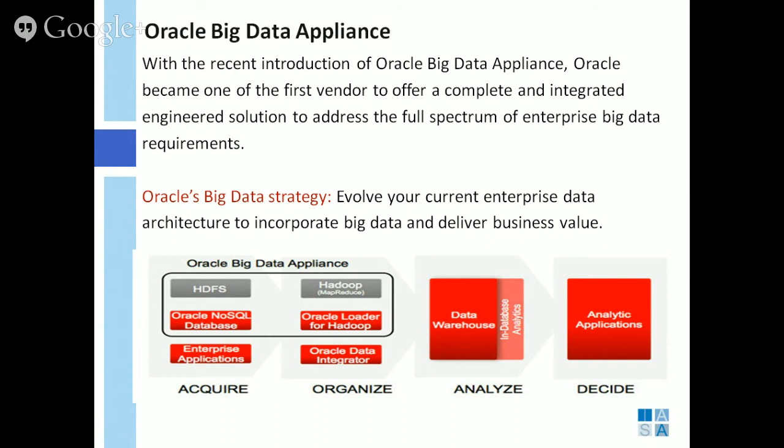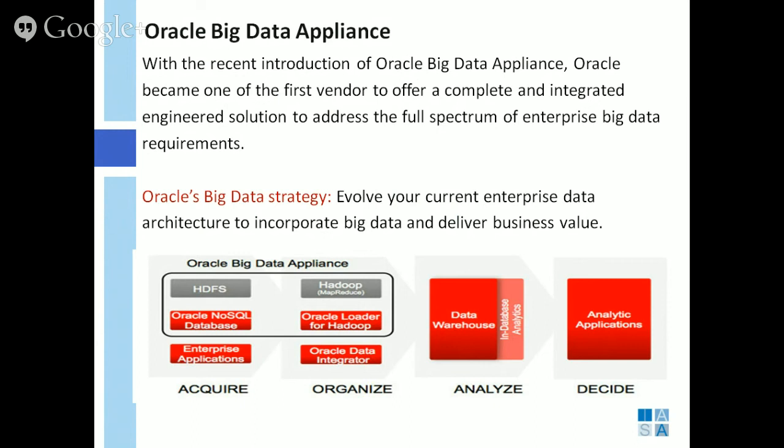The big data appliance engineered system is built using industry-standard Sun hardware, and it is optimized for both batch and real-time processing using Cloudera's distribution for Apache Hadoop, and it is also integrated with Oracle NoSQL Database. These software and hardware components are at the heart of the big data appliance. So basically the approach stays the same: you evolve your current data warehouse framework to bring in data and add value to the business.